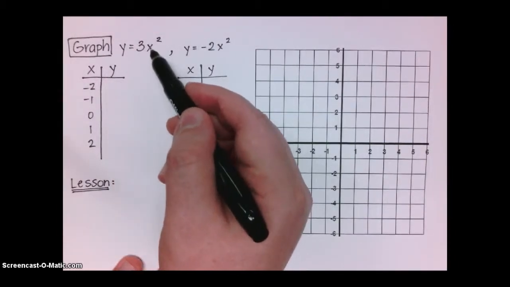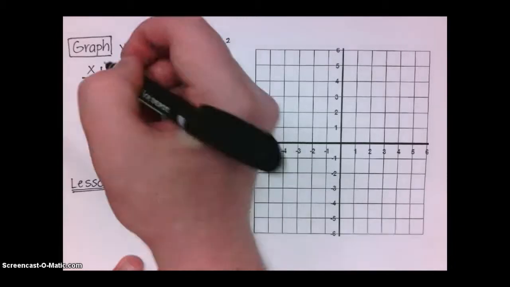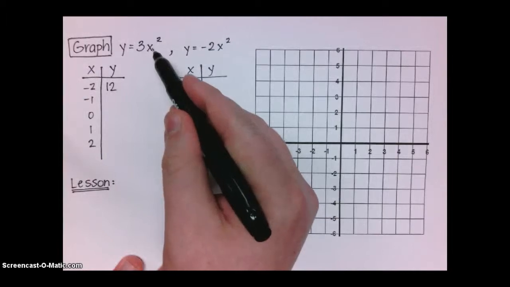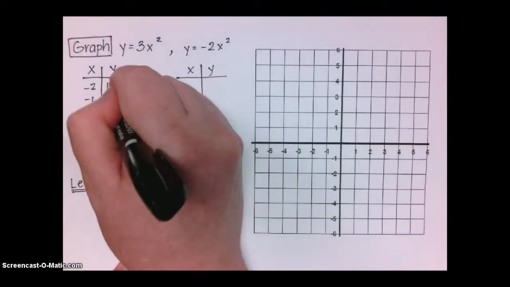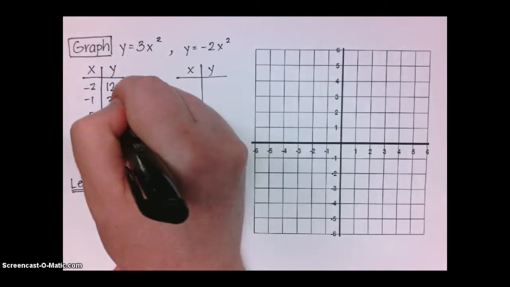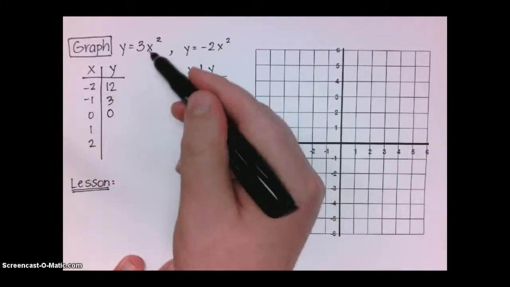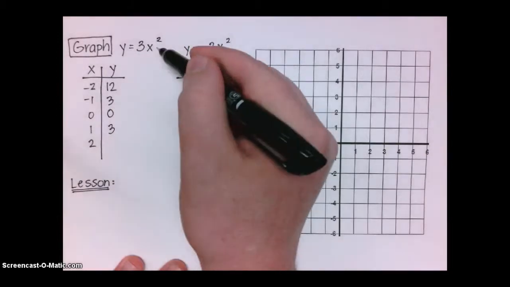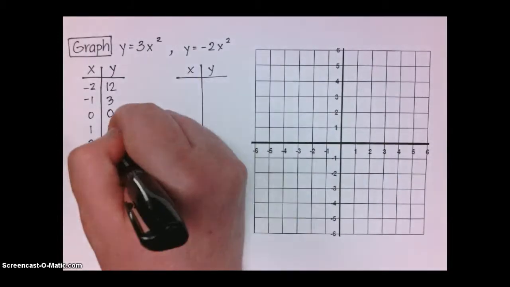That's going to be negative 2 squared, which is 4. 3 times 4 is 12. Plug in negative 1. Negative 1 squared is 1. 3 times 1 is 3. Plug in 0. Well, that's just going to be 0. Now I plug in 1. Again, it's going to be 1 times 3, which is 3. Plug in 2. 2 squared is 4. And 4 times 3 is 12.